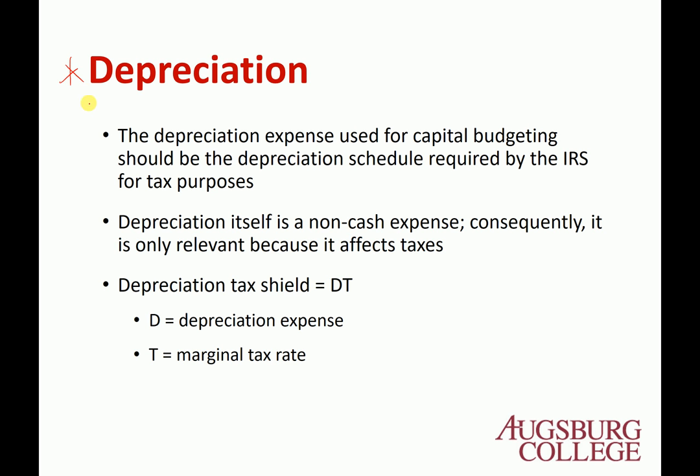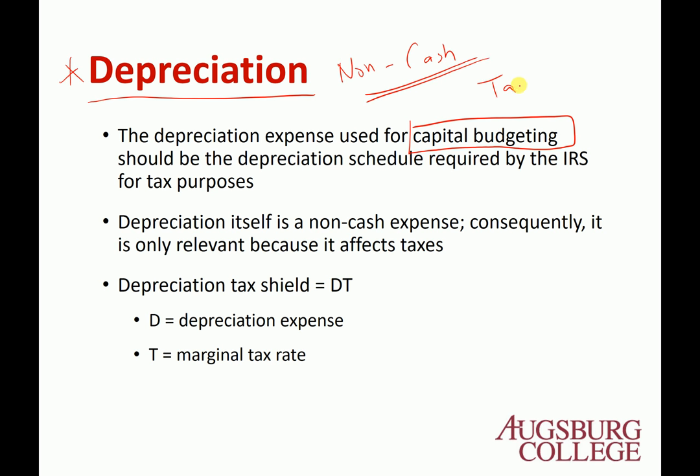Now there's an issue about depreciation. The depreciation expense used for capital budgeting, even though this is a non-cash item, matters because it changes the amount of taxes. If you have more depreciation expense, you can decrease the tax because the taxable income decreases, right? So the depreciation schedule that we have to use in a capital budgeting project is the one required by the Internal Revenue Service for tax accounting purposes. The amount of tax saving from the depreciation is called the depreciation tax shield. It is simply the depreciation times the marginal tax rate.